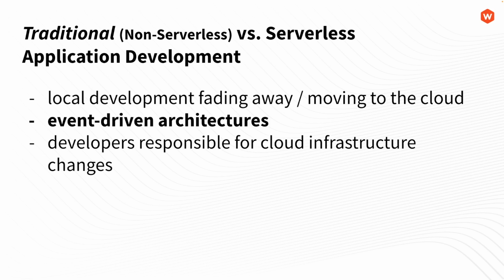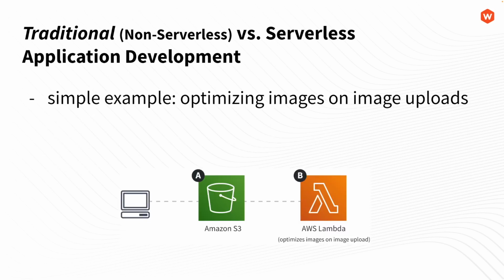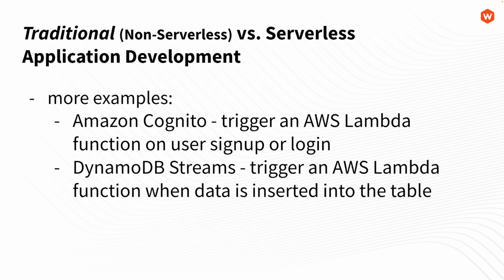Next up, we have event-driven architectures, and this basically means we are leveraging our cloud provider's event system, and we can react to different events that happen within the cloud provider. So for example, we might have an AWS Lambda function that gets triggered every time a file has been uploaded into our S3 bucket. There are more examples, of course. For example, we might also want an AWS Lambda function to be triggered every time a user has signed up or logged in into our application. We could also use something called DynamoDB streams to, for example, again, trigger an AWS Lambda function whenever data is inserted into our DynamoDB table.